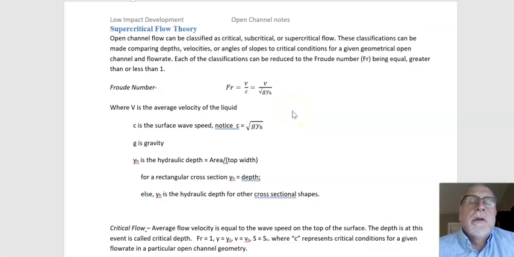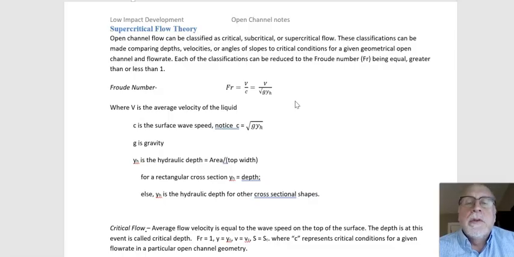Continuing on the open channel notes, I want to talk about supercritical flow theory. Open channel flow, whether in a stream or a flume or any kind of open channel, can be classified as critical, subcritical, or supercritical flow. And this is based on whether the velocity is faster or slower than the wave speed.